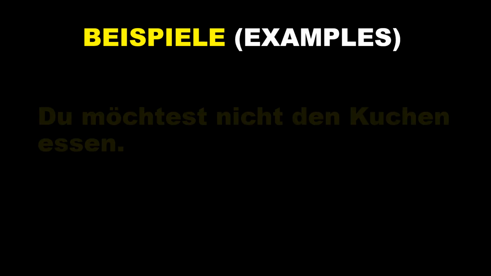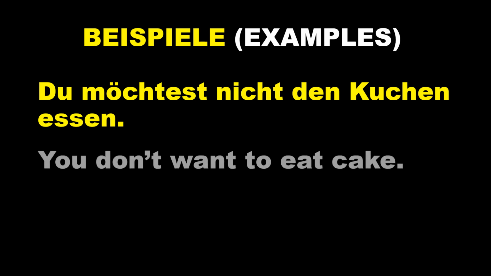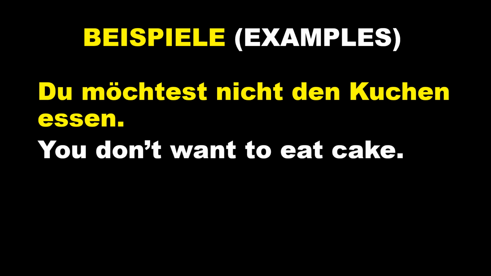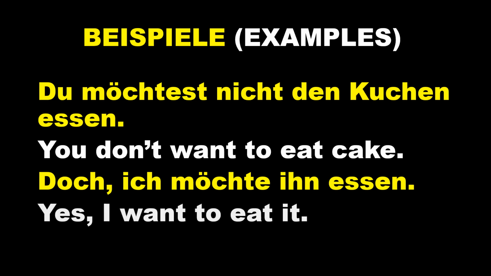Let's go ahead. Let's see a few examples to understand how to use this word in sentences. Let's take this example. Du möchtest nicht den Kuchen essen. In English, we say it, you don't want to eat cake. Doch, ich möchte ihn essen. Yes, I want to eat it. Here you can see we have used this word as an answer particle. So I hope it is clear to you. If you have any doubt, you can write in the comment section.